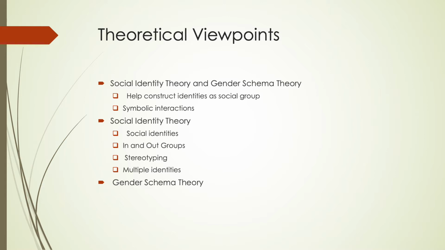What is stereotyping? Stereotyping is a set of beliefs about a person based on the person's group membership rather than the personal characteristics. For example, we could say the belief that all boys are strong and all girls are weak.